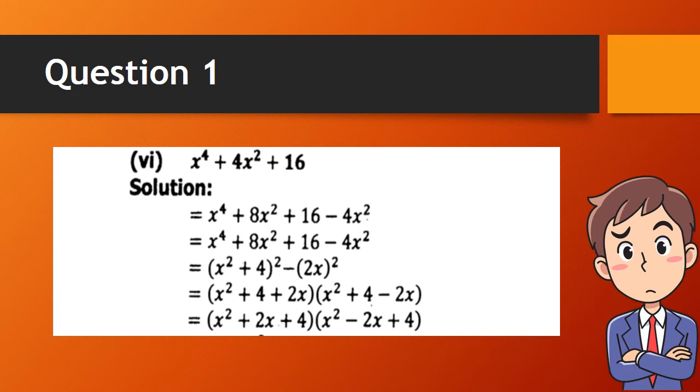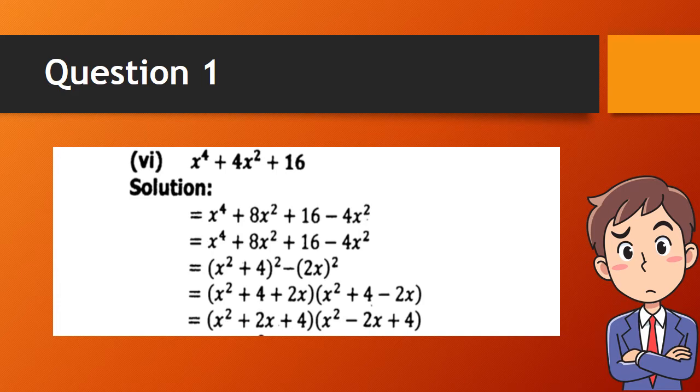So now in the middle you had 4x square, instead you have written 8x square. So now you will subtract minus 4x square as you have added an additional 4x square. So you will also subtract the same. So I have completed the formula, that is x to the power 4 plus 8x square plus 16, that will give you a plus b whole square. It will be x square plus 4 whole square, and you will be left with minus 4x square, which will be minus 2 into x whole squared.